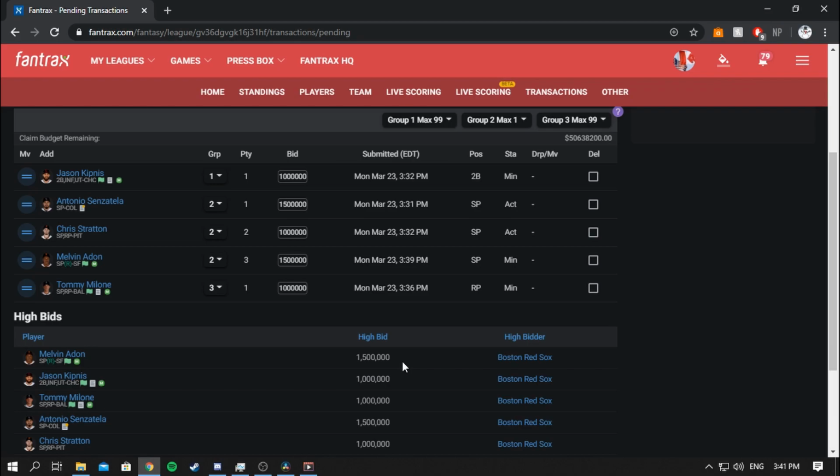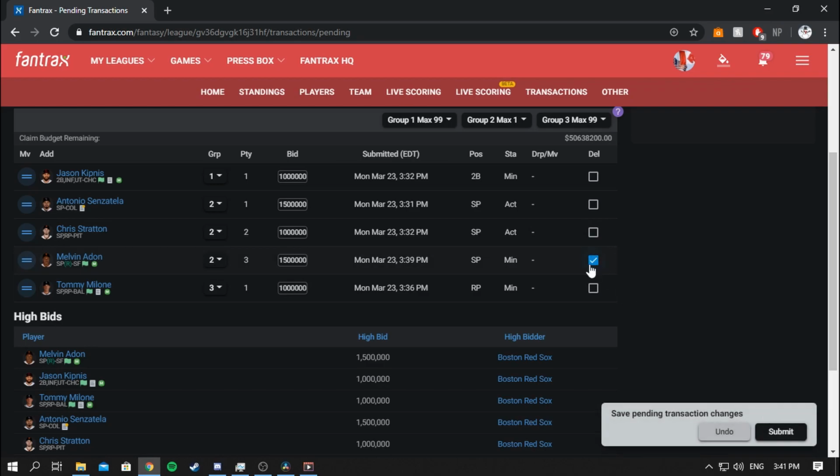And also, if you're the Houston team, you don't want to go into your pending transactions and say, well, Boston outbid me on Adon, so I'm just going to delete it and get rid of it. You should leave it in there because of these conditions that you can set. Melvin Adon might be at the top of your list, or the only one in his group, like Kipnis is in this situation. And my bid of $1.5 million for Adon may end up falling through because I get one of these two guys first. Know what I mean?